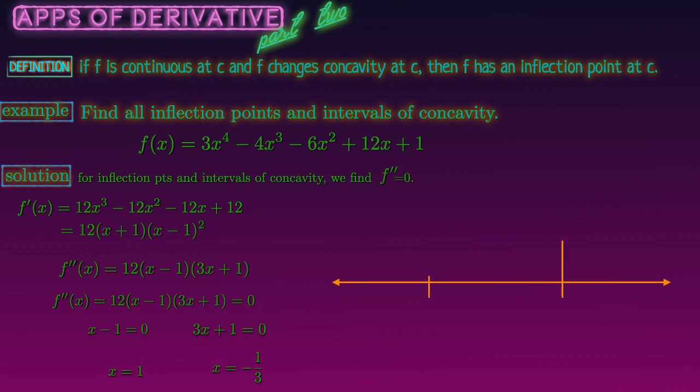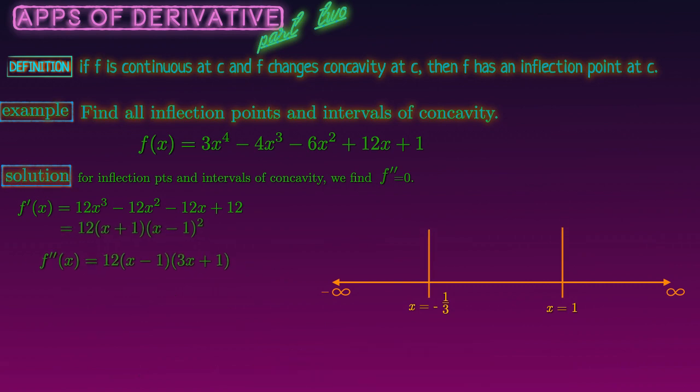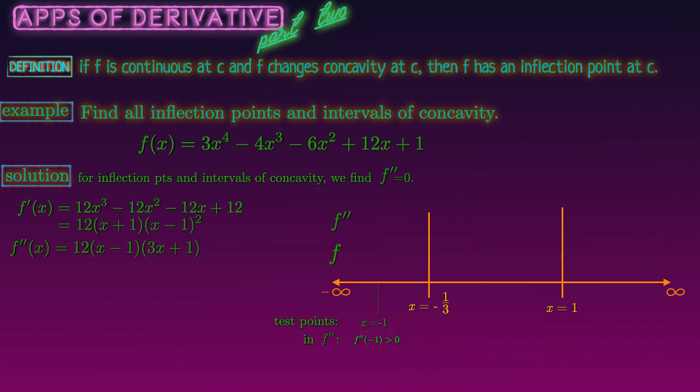So if we break up the number line at negative 1/3 and 1, now what we're going to do is just like we did before, is test f double prime in this case, and that's going to tell us about the graph of f. So our test point for the first interval, maybe we could choose negative 1. If we plug that into the second derivative, we get a positive, and that tells us that we are concave up.